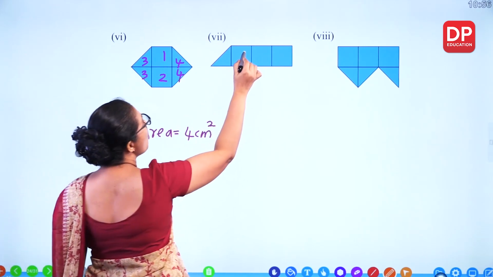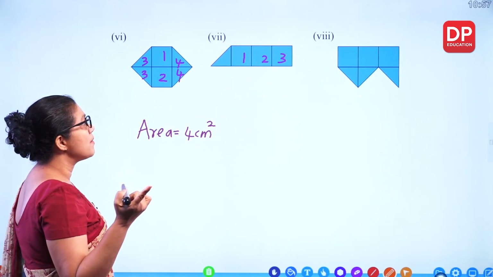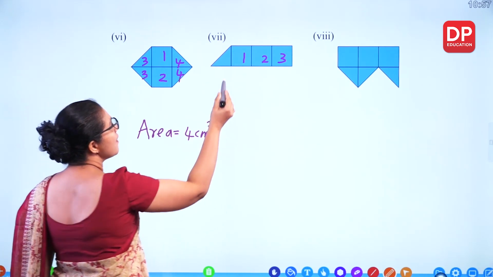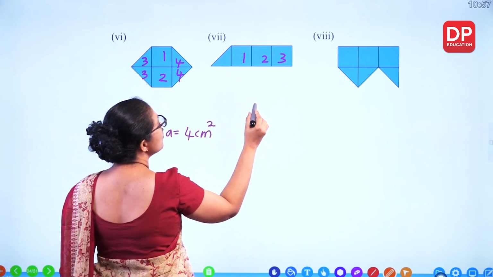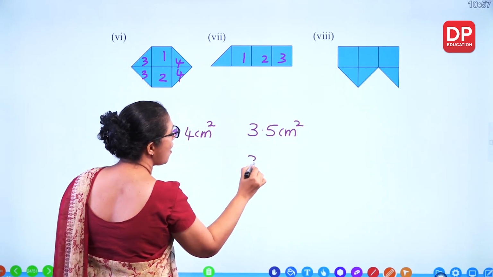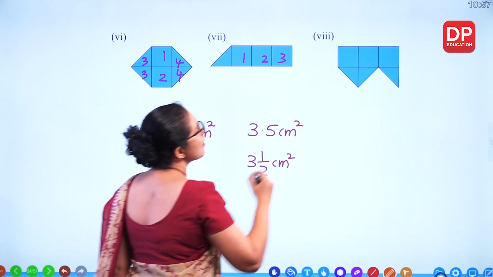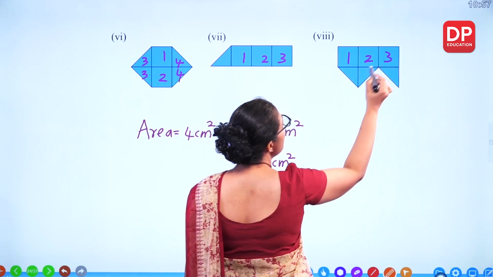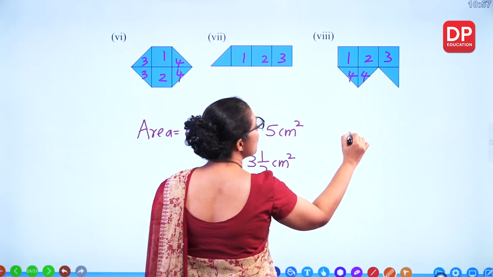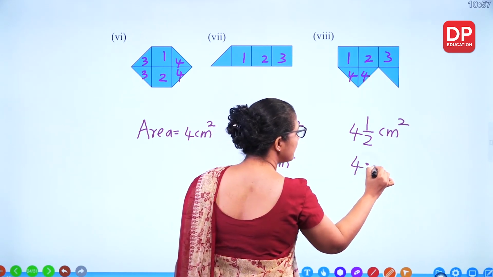This one, 1, 2, 3. Now there's a half. So half means you can write 3.5, or you can write this as 0.5. So you can write 3.5 square centimeters. 1, 2, 3, and these 2 make 4, and there's a half. 4.5.